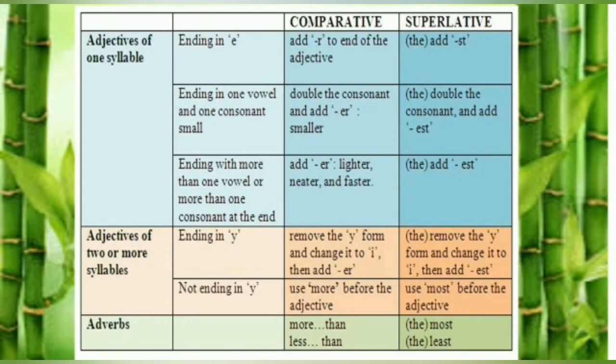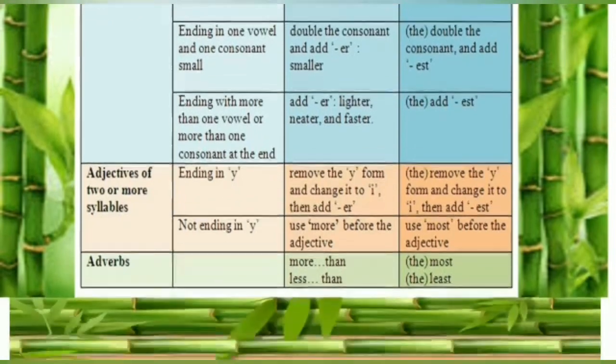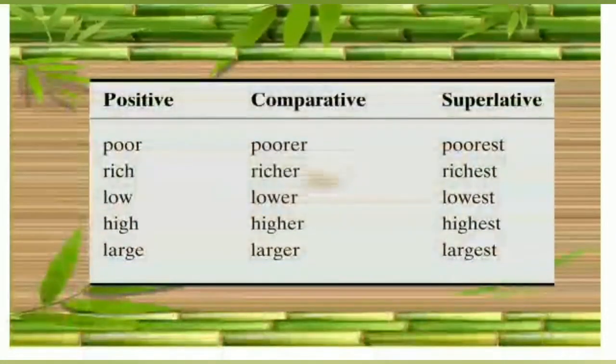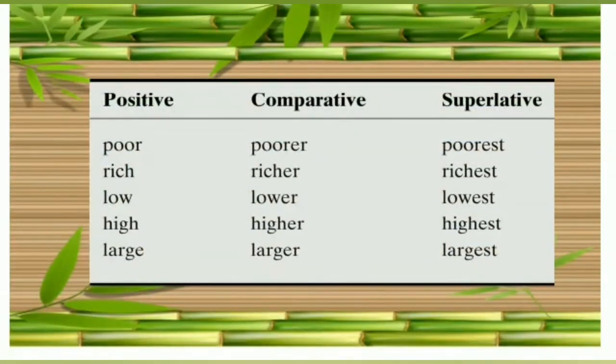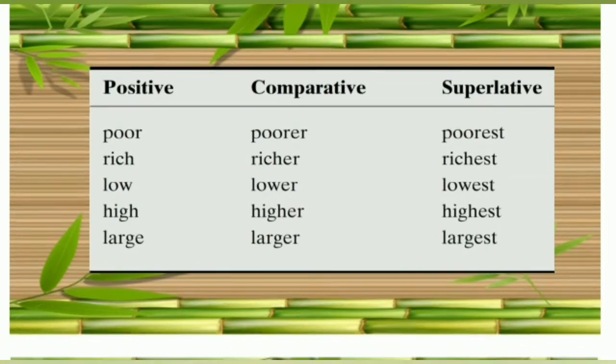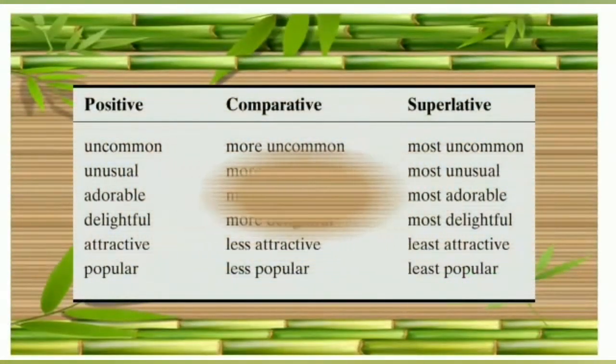If the adjective is two or more syllable word, if the adjective ends with y, we should change the y into i, then add er to the comparative degree and est to the superlative degree. If the word is not ending with y, it is two or more syllable word, we should add more in front of comparative degree and most in front of superlative degree. Let us see few examples. Poor, poorer, poorest. Rich, richer, richest. Here these are single syllable words, so we are adding er and est.